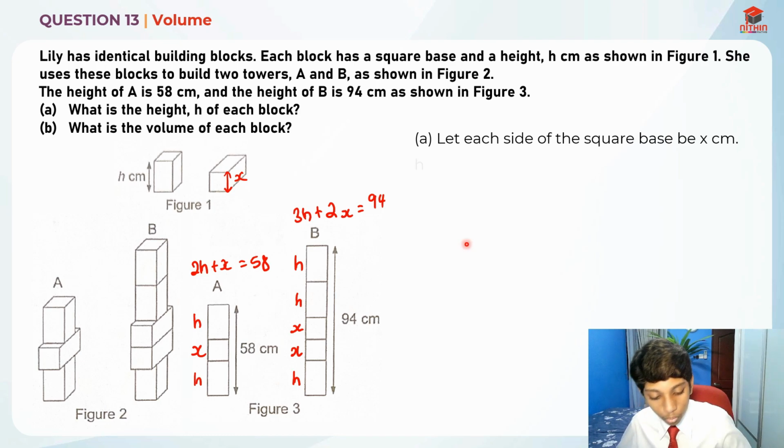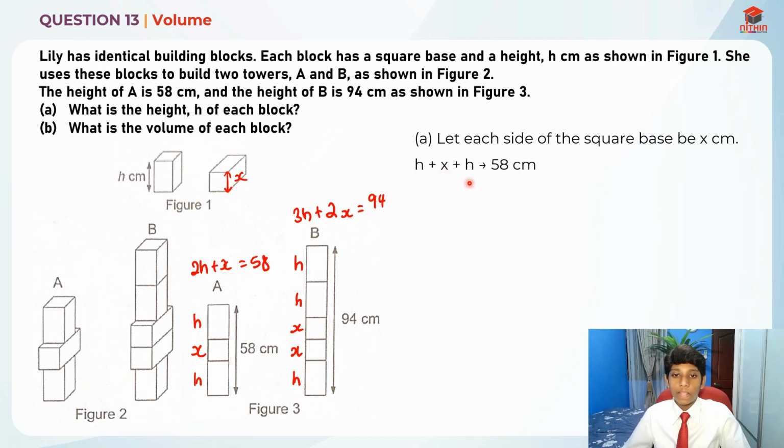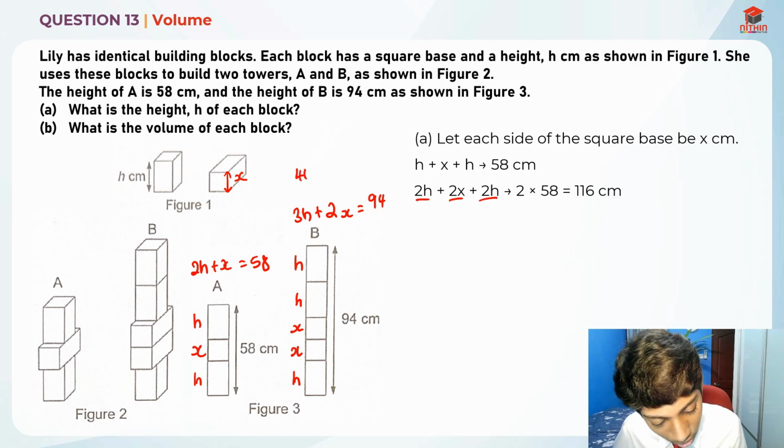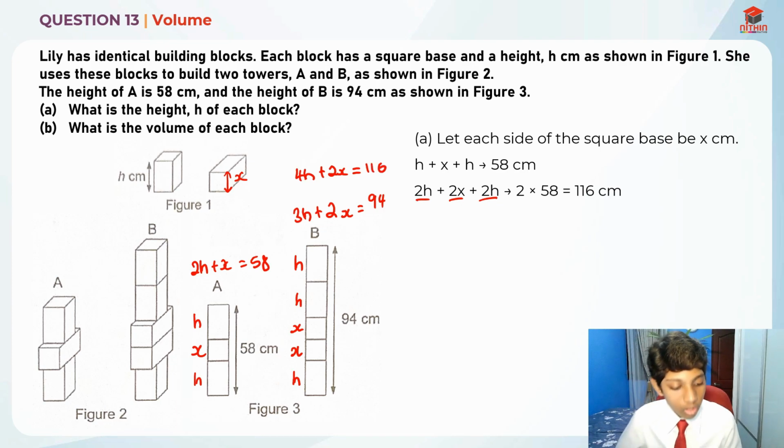We know that h plus x plus h is 58 cm, so we can easily find 2h plus 2x plus 2h by taking 58 times 2, which will give us 116 cm. Why did I do this? You may be wondering what I am trying to do here. 2h plus 2h plus 2x is 4h plus 2x, which is equal to 116.